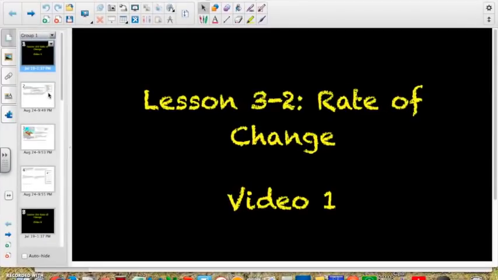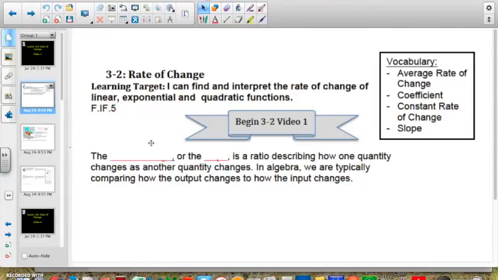But for now, let's go ahead and jump into today's math video. In lesson 3-2, we're going to take a look at rate of change, another one of our characteristics that we're going to be discussing in this unit. The rate of change is also known as the slope. It is a ratio describing how one quantity changes as another quantity changes. In algebra, we're typically comparing how the output changes to how the input changes.